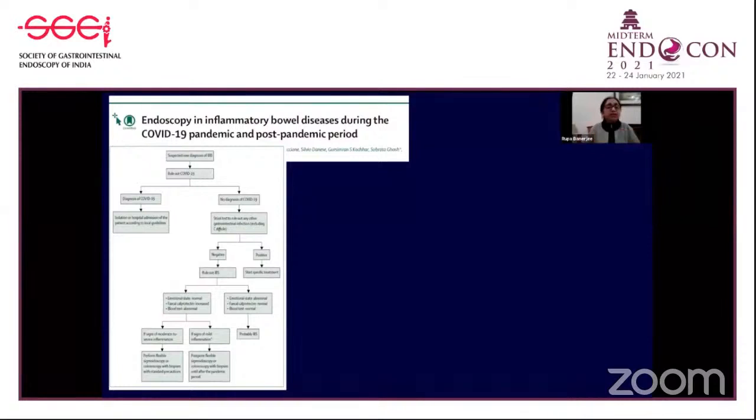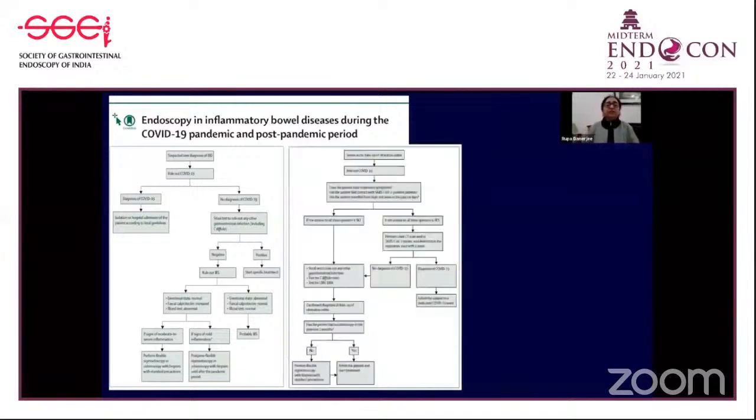Do fecal calprotectin. Try and see if you can avoid a colonoscopy during the pandemic. If there is a severe acute flare of ulcerative colitis, again, rule out COVID-19. After ruling out COVID-19, then do a stool test to rule out any other gastrointestinal infection. Test for C. diff, test for CMV.